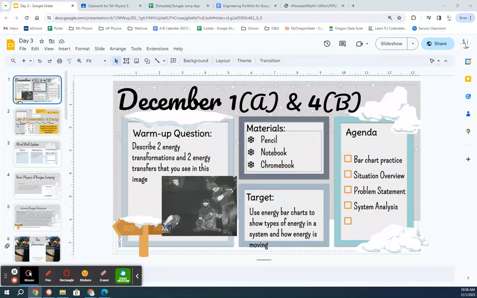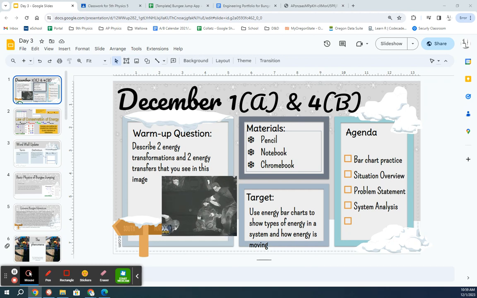All right, welcome to day 3, where we are going to continue our work with energy and remind ourselves of what we are doing this for, building the app for the bungee jump.